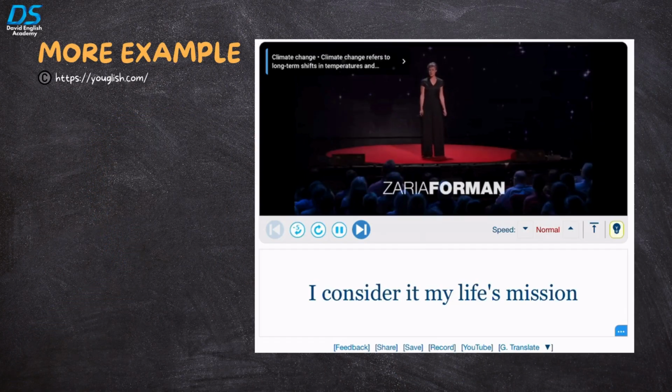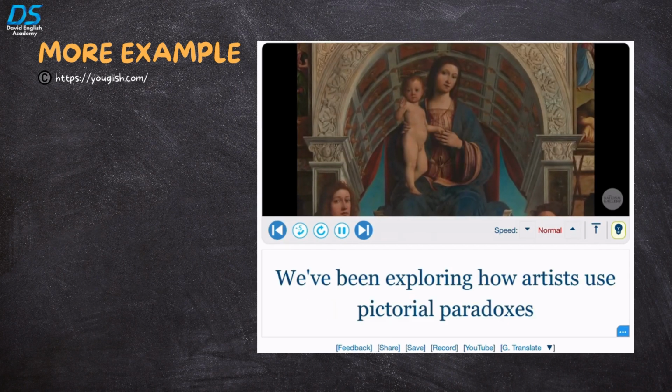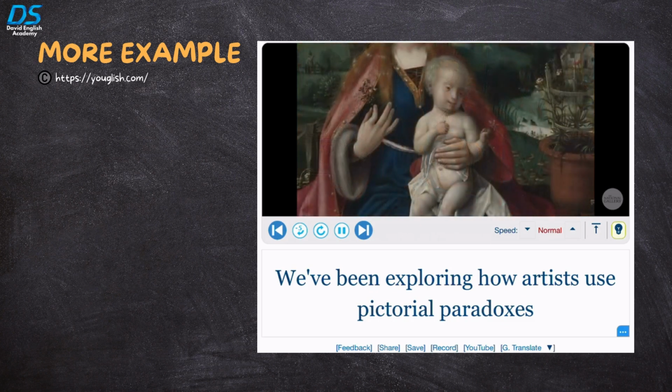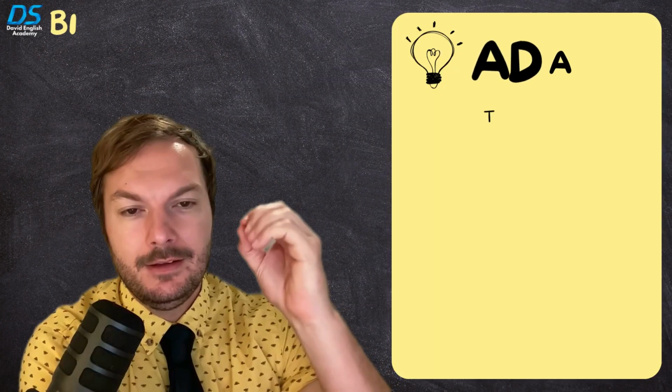I consider it my life's mission to convey the urgency of climate change through my work. We've been exploring how artists use pictorial paradoxes to convey the humanity and divinity of Christ.